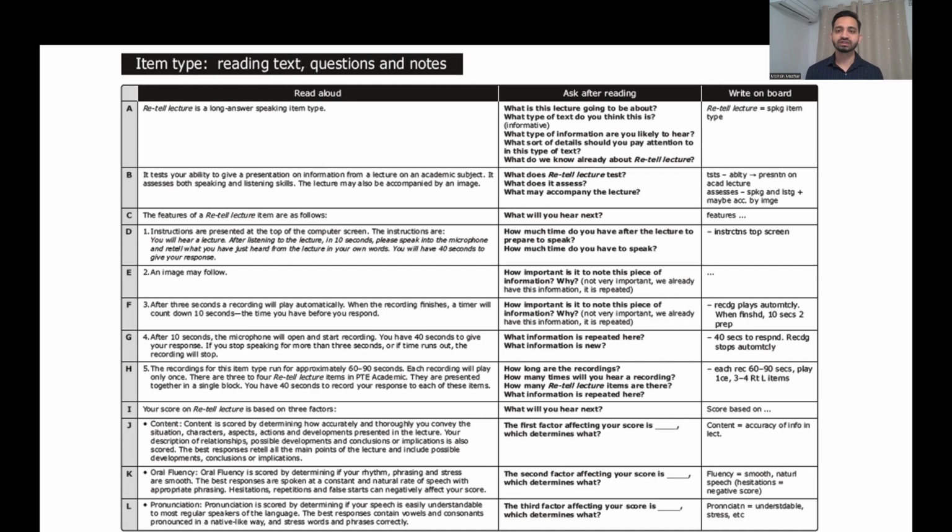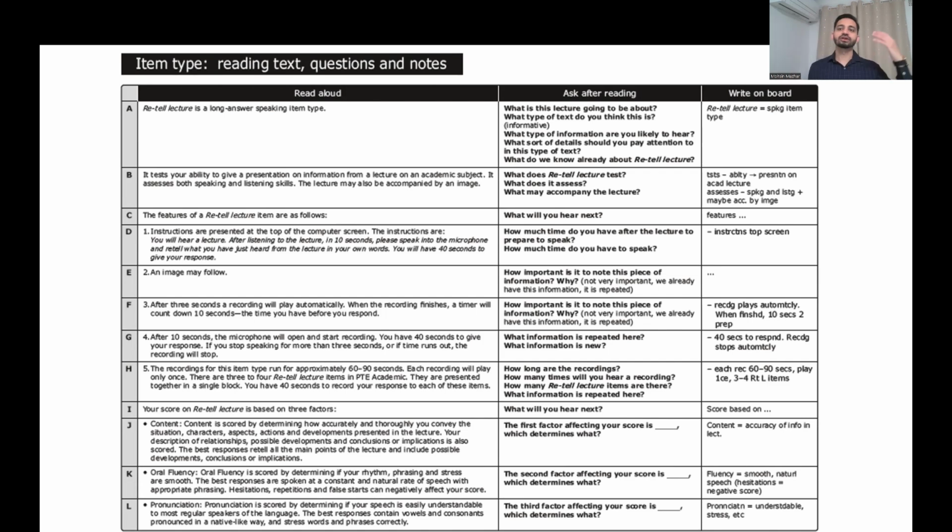What type of information are you likely to hear after hearing the sentence? What is the information you're likely to hear? You're going to be listening about the details of this item type, right? What sort of details should you pay attention to in this type of text? What sort of information are you looking for?